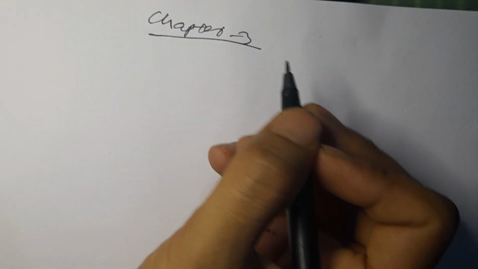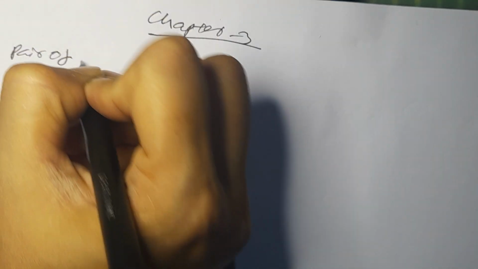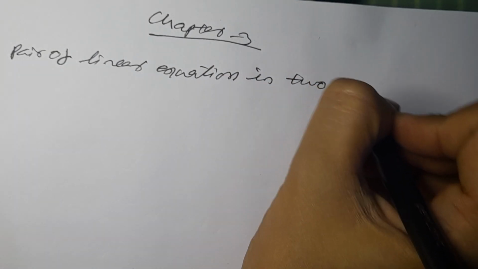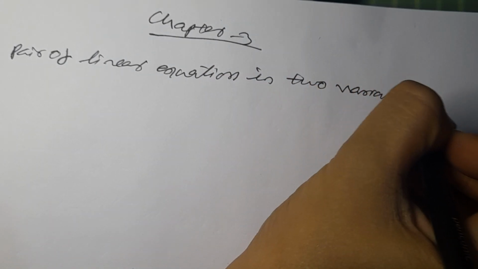Chapter 3 of NCERT, that is pair of linear equations in two variables. First we have to understand the name of the chapter.